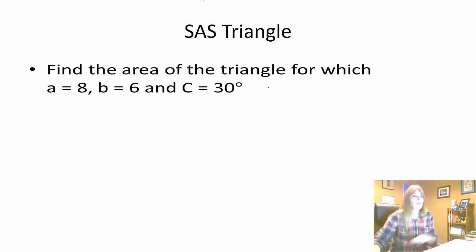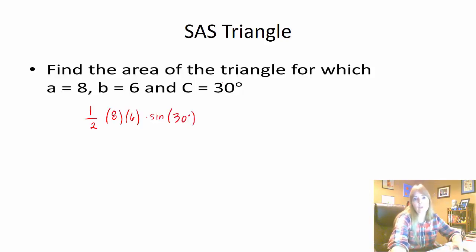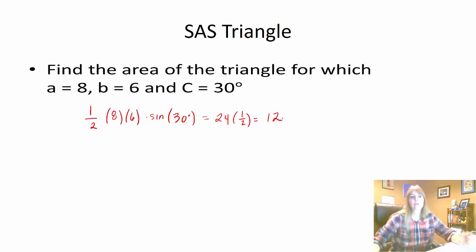So let's look at this first one. It says find the area of the triangle for which A equals 8, B equals 6, and C equals 30 degrees. All I'm going to do is take 1/2 times 8 times 6 times the sine of 30 degrees. Please be sure these are on your formula sheet, because for some reason students miss putting these on their formula sheets. So of course I get 24 and then the sine of 30 degrees, 1/2, so I get 12.